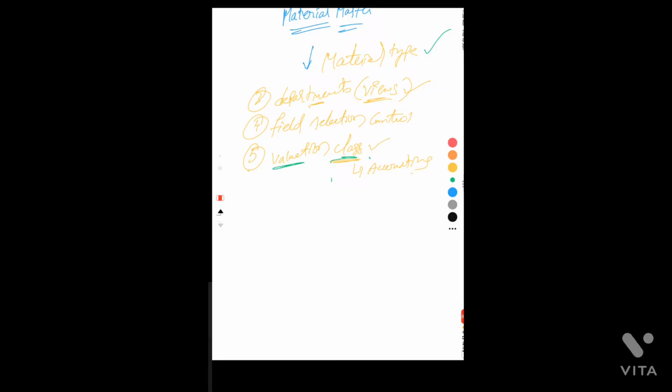Clear? Now coming to the next one, which is stock material, non-stock material, non-valuated and valuated. Non-stock materials are valuated or non-valuated. See, why is this control required?